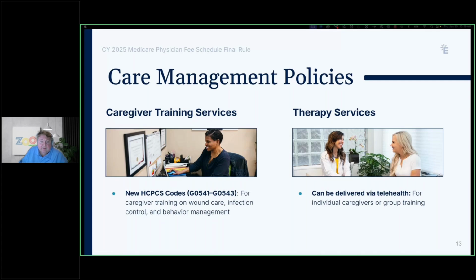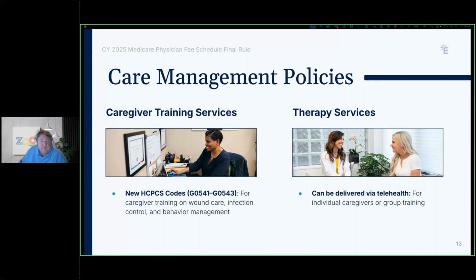Overlapping services: you can't bill this code alongside others covering the same activities. And frequency limits: some payers may impose limits or require prior auth. There's prior auth again for repeat sessions or group training.